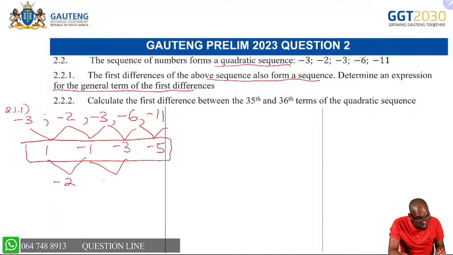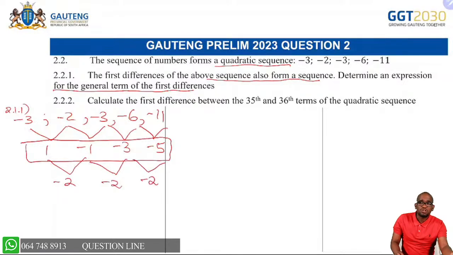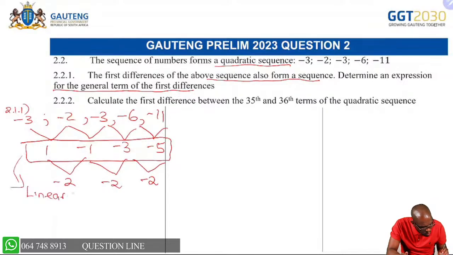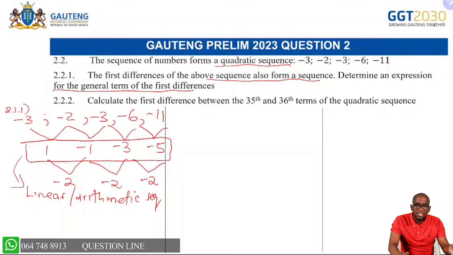Negative 3 subtract negative 1 gives you negative 2. Negative 5 subtract negative 3 should give you negative 2. So you can see that the second differences are constant, which means that the first differences represent a linear or an arithmetic sequence.